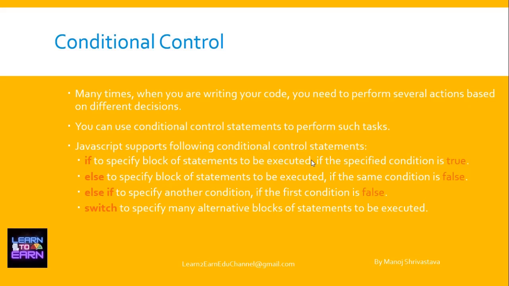The third is else if. This is used to specify another condition if the first condition is false. Then the fourth one is switch. Switch is used to specify many alternative blocks of statements to be executed.